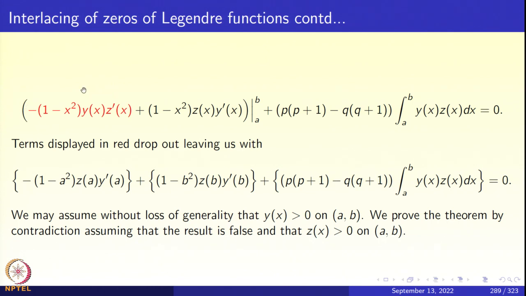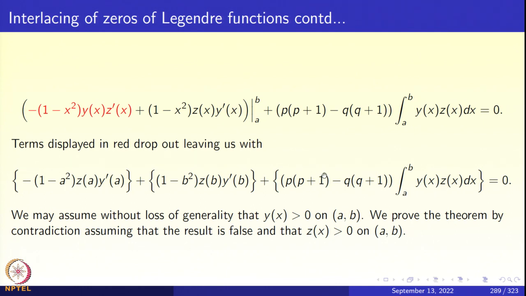One of these boundary terms has been written in red. Why is it written in red? Because this is the one that's going to cancel out. Y is going to vanish at a and b because a and b are successive zeros of y(x). So this red thing is going to drop out. And what is going to remain will be (1 minus b squared) z(b) y'(b) minus (1 minus a squared) z(a) y'(a). And the other term that I talked about, I have not done anything to it, I have just written it as it is.